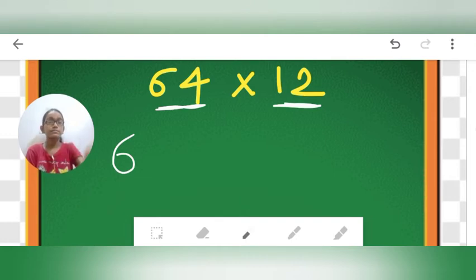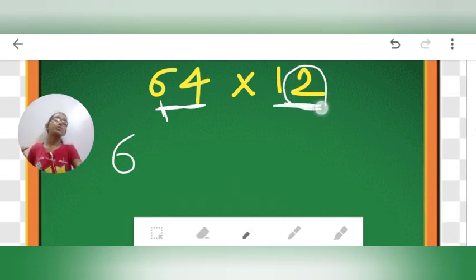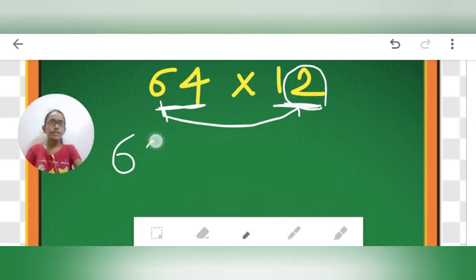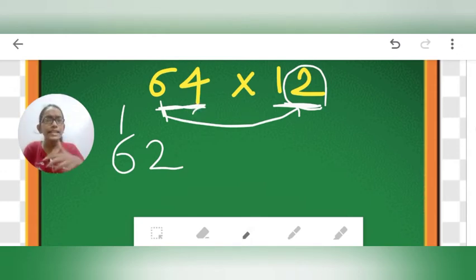Done. Now multiply 6 by 2. Where is this 2 coming from? This 2 is from the 2 of 12. So 6 2s are 12. Write 2 here, and 1 will go carry. Now, is this trick working if I do this? No, this will be totally wrong.